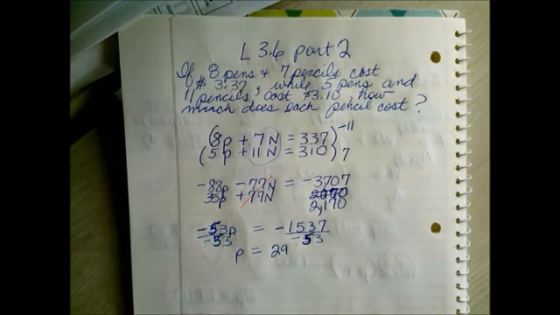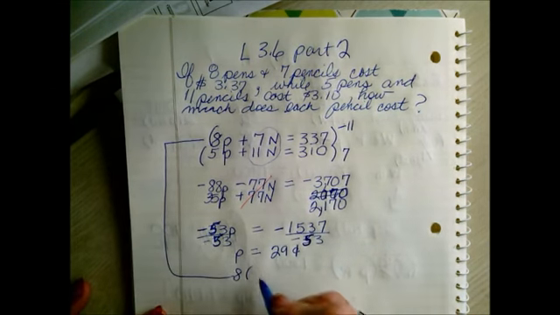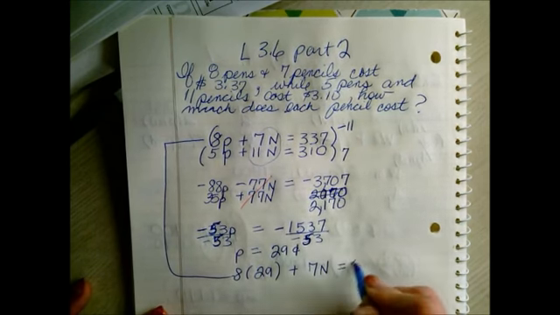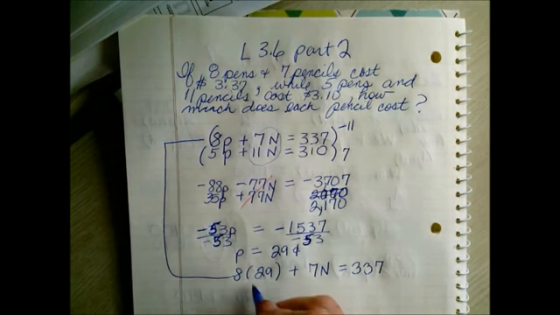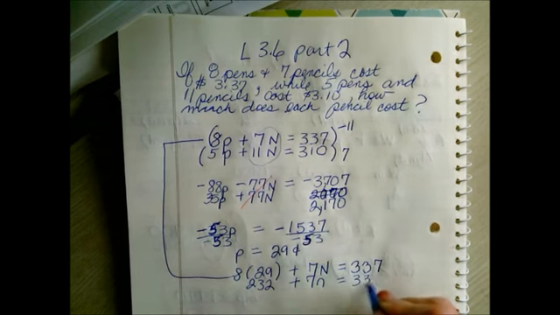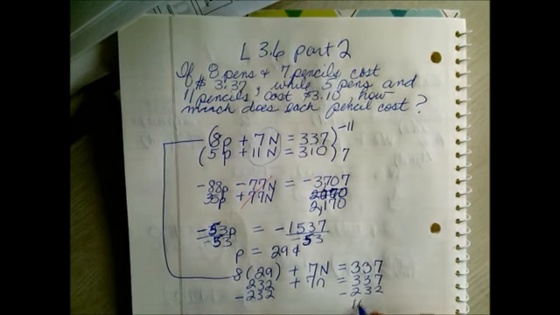Okay, now we're asking cost. Okay? Pens cost 29 cents each. Can we solve for a pencil? Yes, we can. We can plug in 8 times, and I'm just plugging it in up at the top. 8 times 29 plus 7n equals 337. Solve that. 232 plus 7n. Come on, guys, you have a calculator. Don't just sit there. I'm doing this all in my head. Thank you.